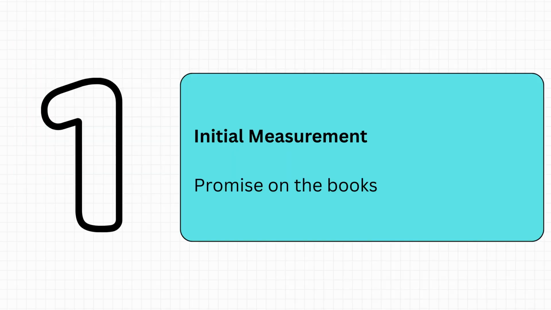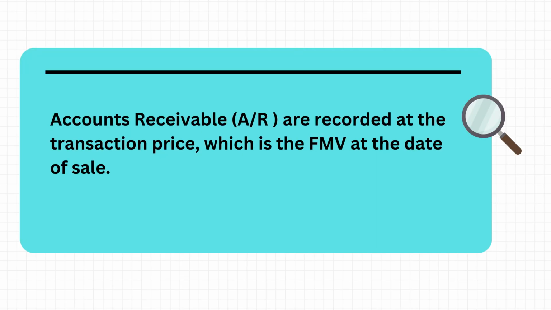Now that we know what AR actually are, let's talk about how we first measure them. Receivables are recognized as an asset when the seller has a legal right to cash. In practice, that's when you've delivered the good or service. In other words, when you've earned the revenue. At that point, AR are recorded at the transaction price, which is the fair value at the date of sale. But recognizing a receivable is just the beginning.